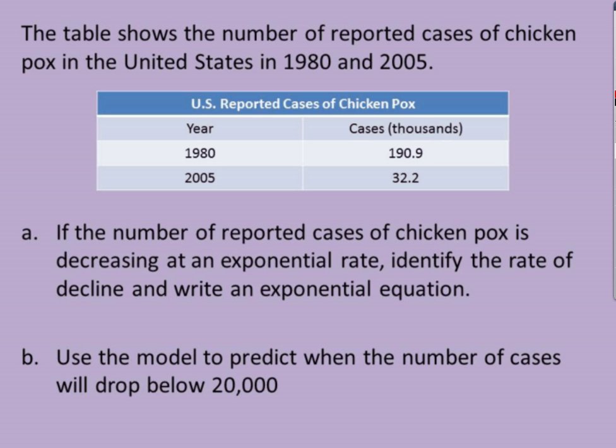The table shows the number of reported cases of chickenpox in the United States in 1980 and in 2005. If the number of reported cases of chickenpox is decreasing at an exponential rate, identify the rate of decline and write an exponential equation. So first, let's identify the information we have. Let's call 1980 year 0. So then 2005 is 25 years later, so we're going to call that year 25.